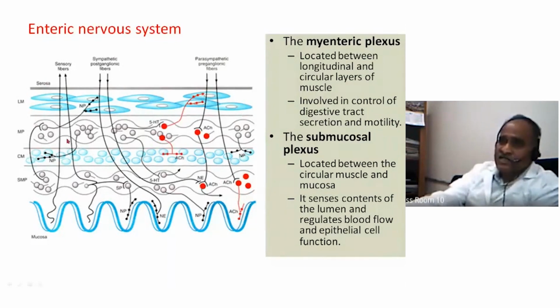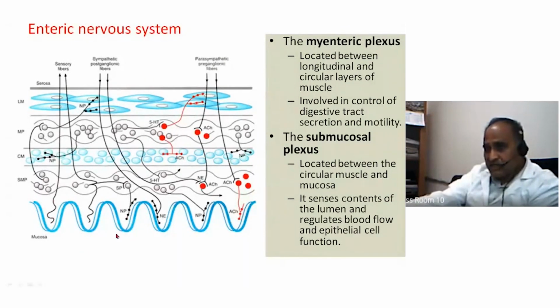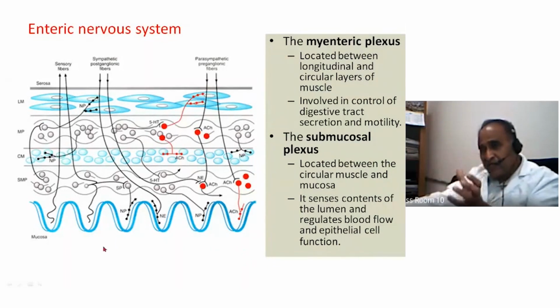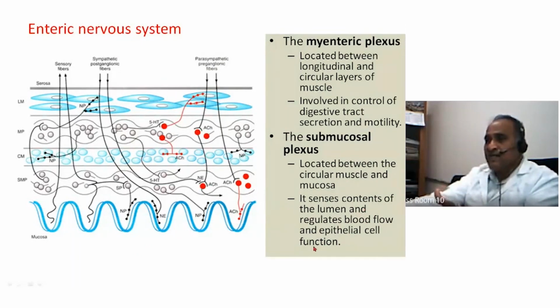So now this is the second part. What is the function of this submucosal plexus? It senses the contents of the lumen. Primarily, it is to sense what is there below the lumen, because here it is the lumen. So it senses the contents of the lumen, and regulates blood flow and epithelial function.